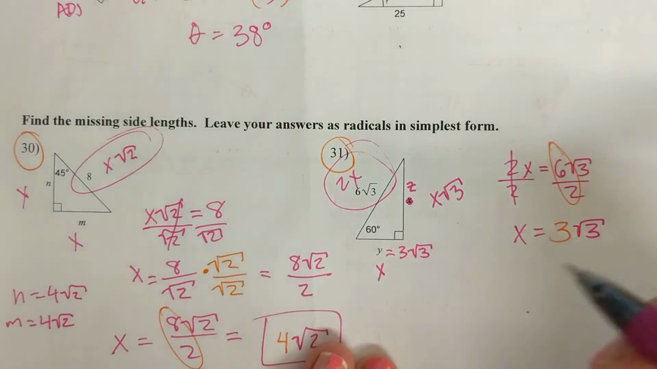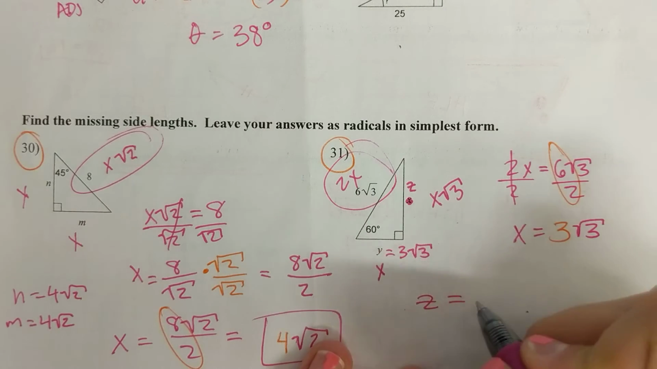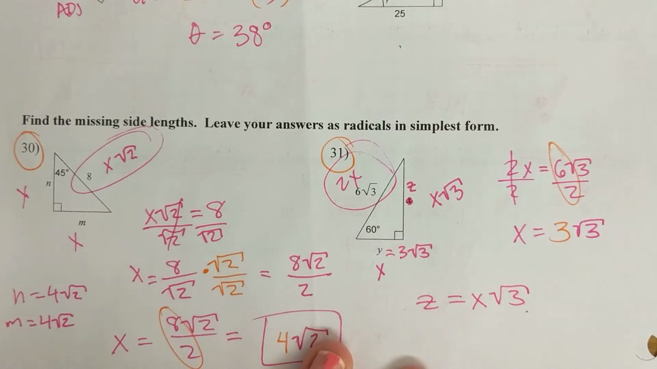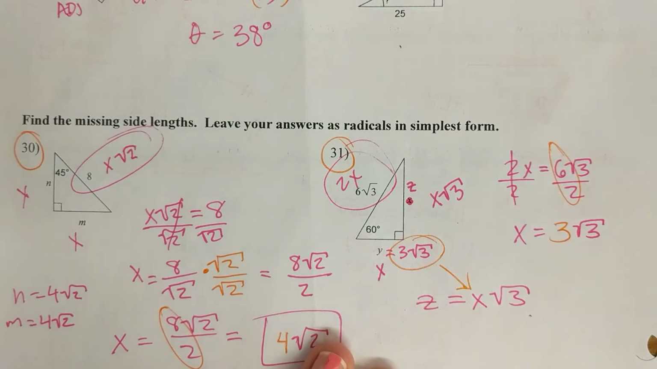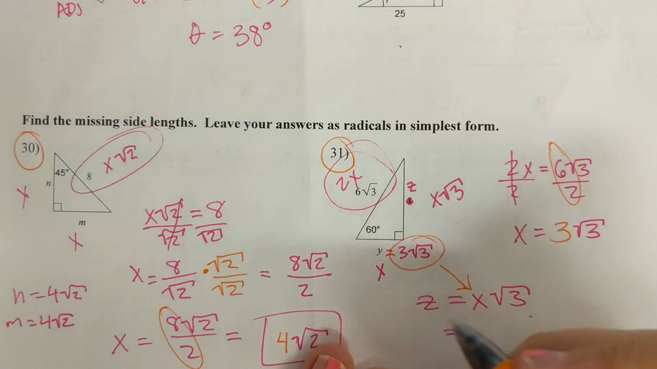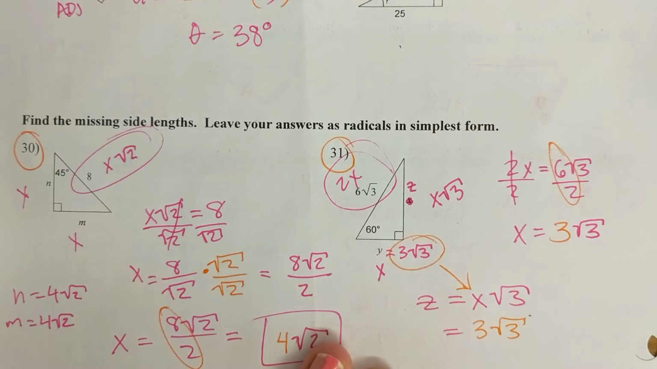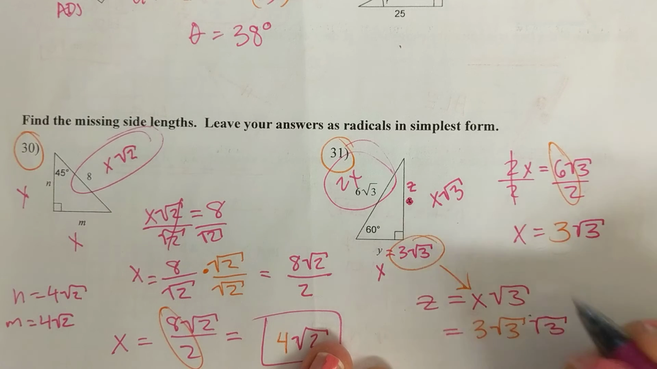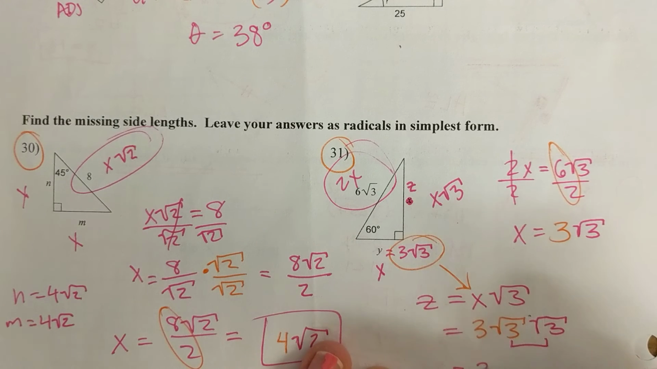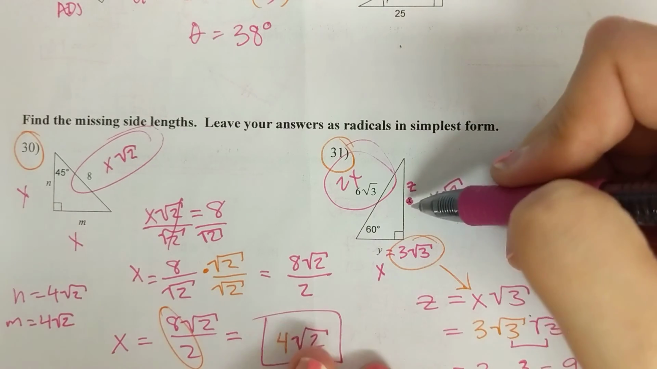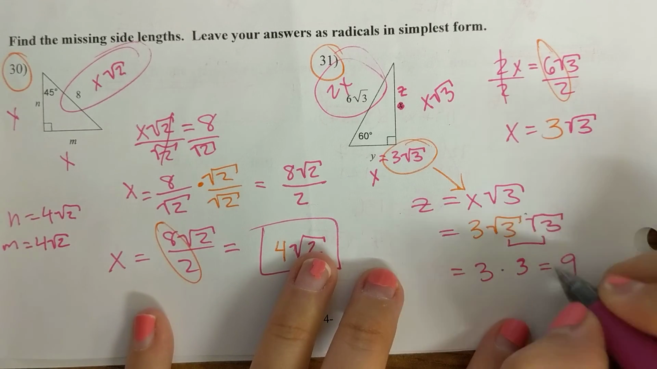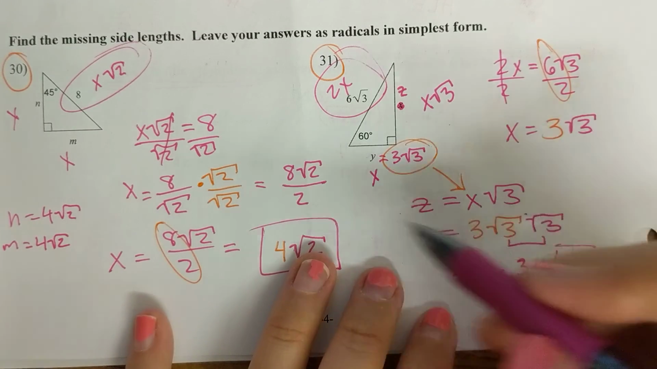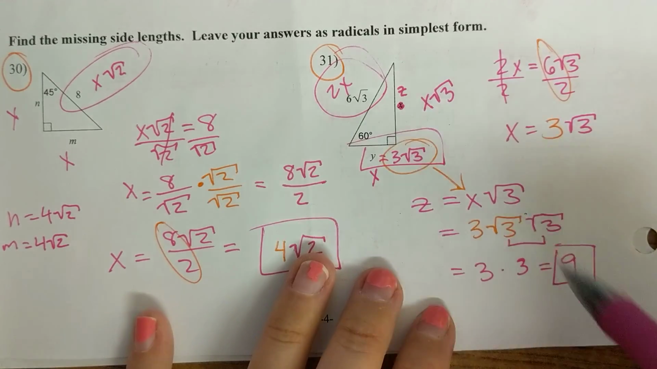All right, in order to get z, z is equal to x root 3. Hey, you know what x is. It's 3 root 3, so plug it in. 3 root 3 times root 3. Root 3 times root 3 is 3. 3 times 3 is 9. Z, or what they originally called it, x, is equal to 9. So there we have our answers.